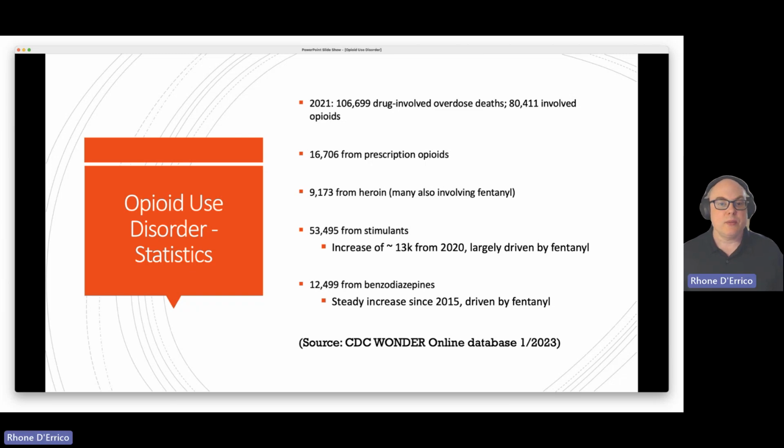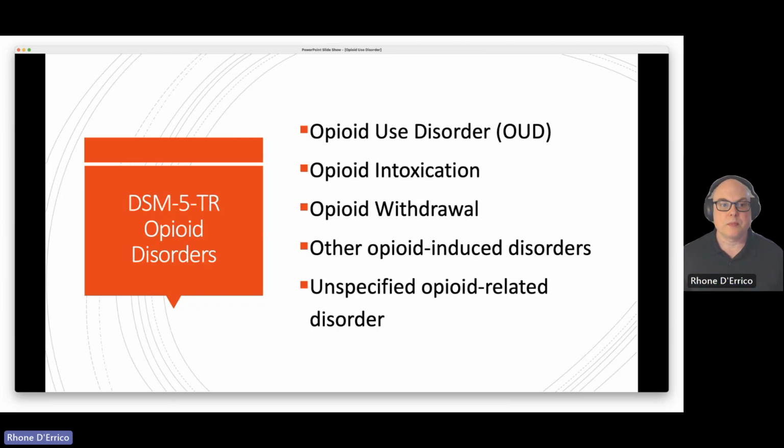Now, 53,000 of those deaths were from stimulants. That's an increase of 13,000 from 2020, and this is largely driven by fentanyl. So again, that corruption of the drug by fentanyl is leading to these increased deaths because a lot of folks don't know that this fentanyl is actually in their methamphetamine. These stimulants also include things like cocaine or general amphetamines, and they can all be corrupted with fentanyl. Now, 12,500 of those deaths were from benzodiazepines. Again, we're seeing a steady increase, and again, this is largely driven by fentanyl.